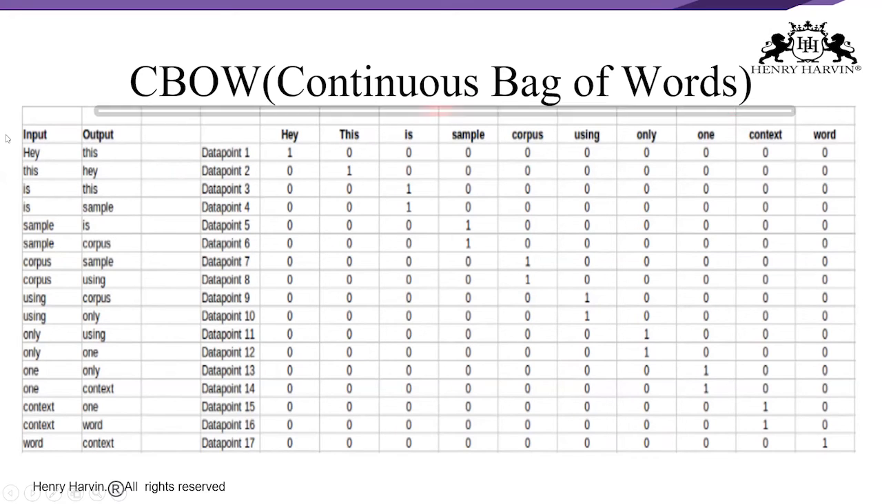So the corpus is converted into a training set for the CBOW model. The input is given below. The matrix on the right in the image gives me the one-hot encoded data. From data point 1, data point 2, we can understand that this sample is the corpus. So this is how we will be getting it.